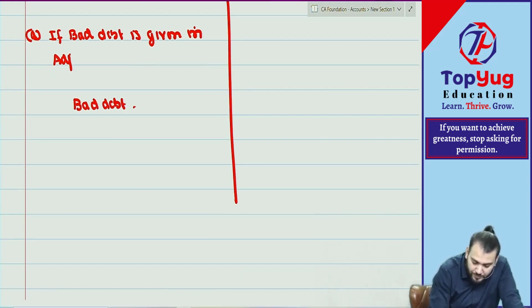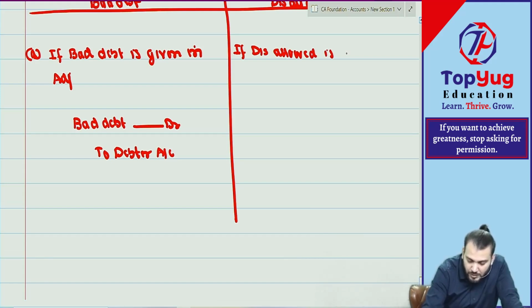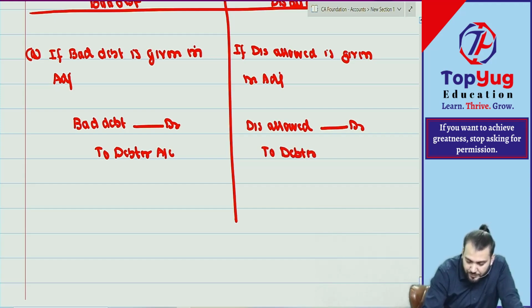Bad debt account debit to debtor account. Similarly, if discount allowed is given in adjustment, then what journal entry? Discount allowed account debit to debtor.